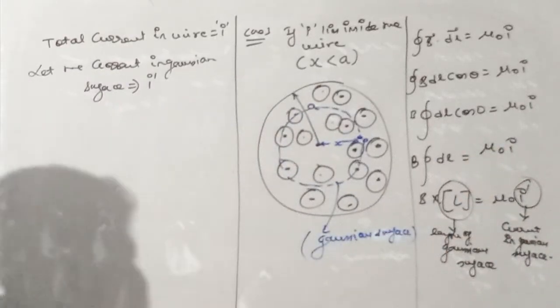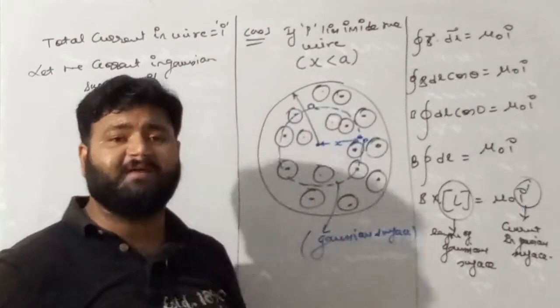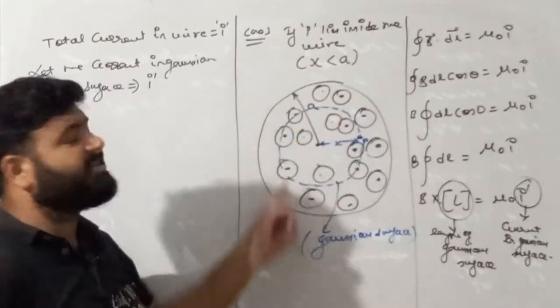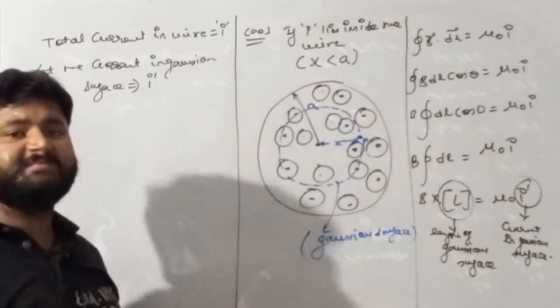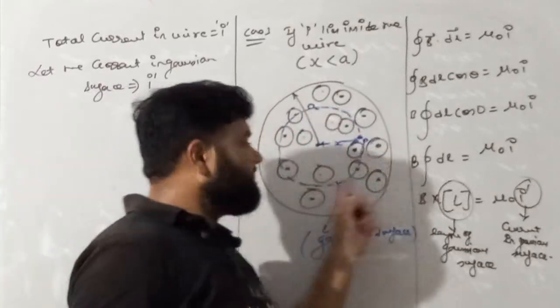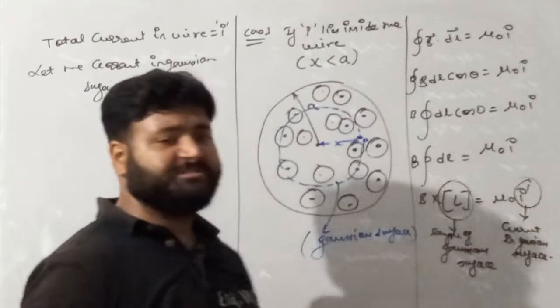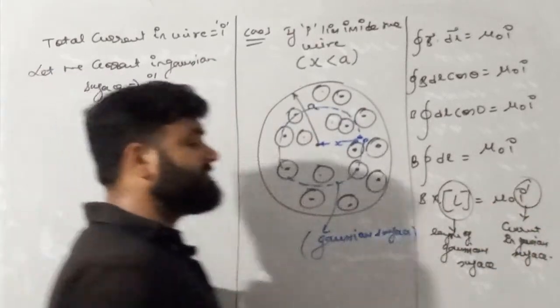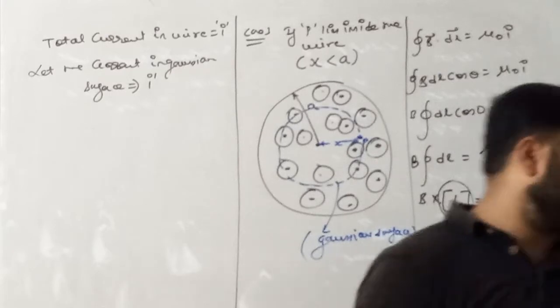I am repeating once again, the current I is flowing through the total cross-section of the wire, and the Gaussian surface is smaller than the total cross-section of the wire. If you compare, you can see. So first of all, we have to find the value of the current flowing in the Gaussian surface, that is I dash. See my dear student, this is a thick wire, and for this wire the current is flowing through its area.